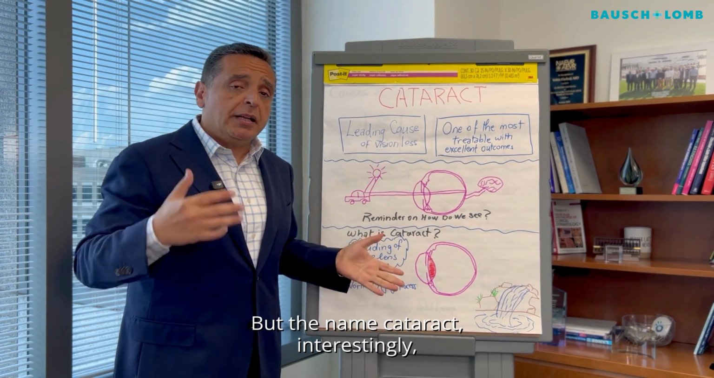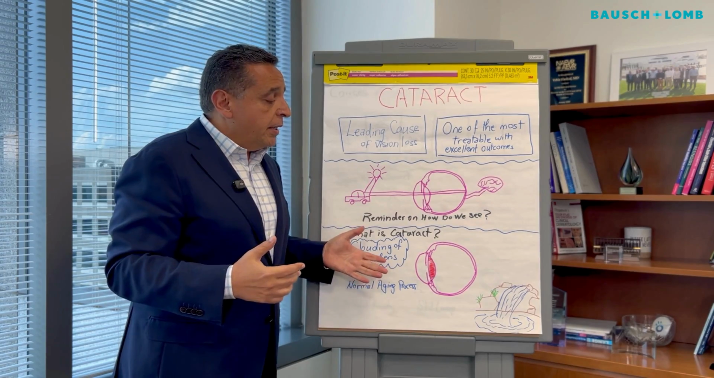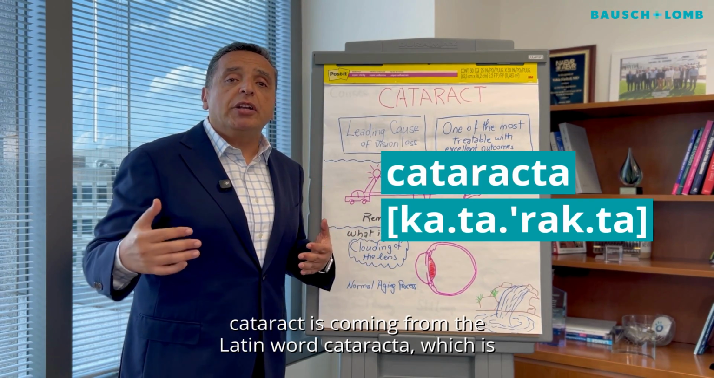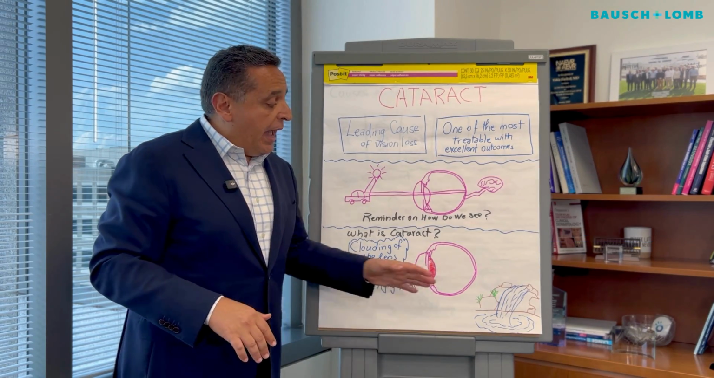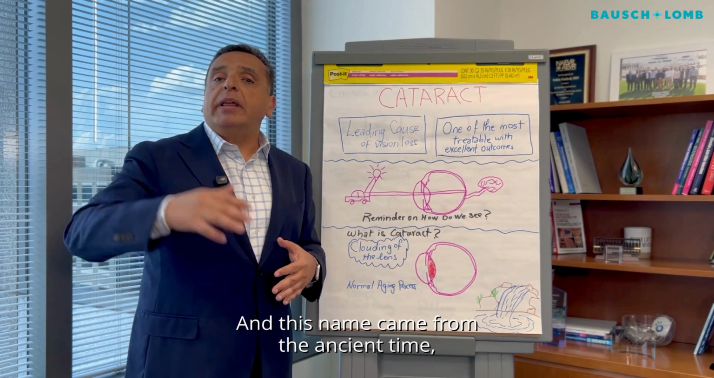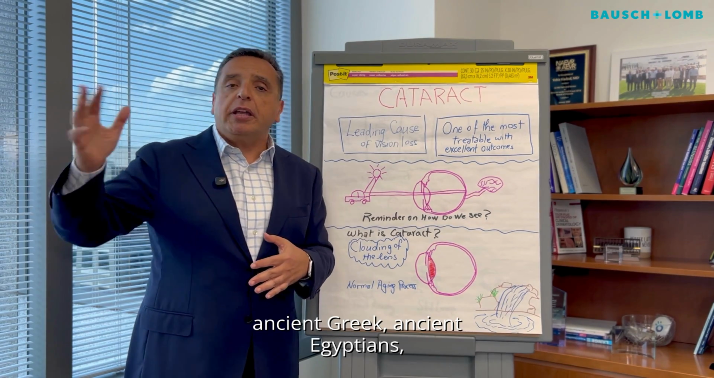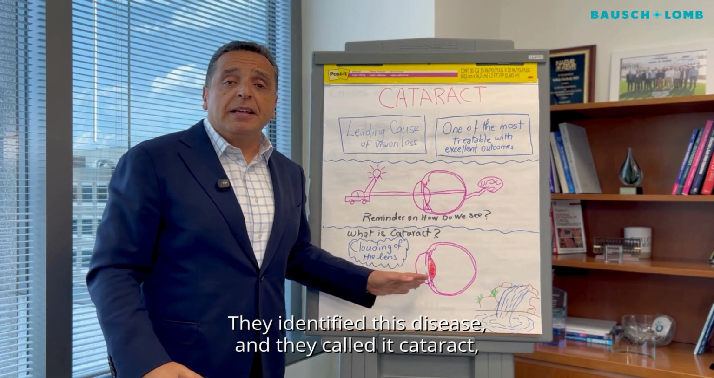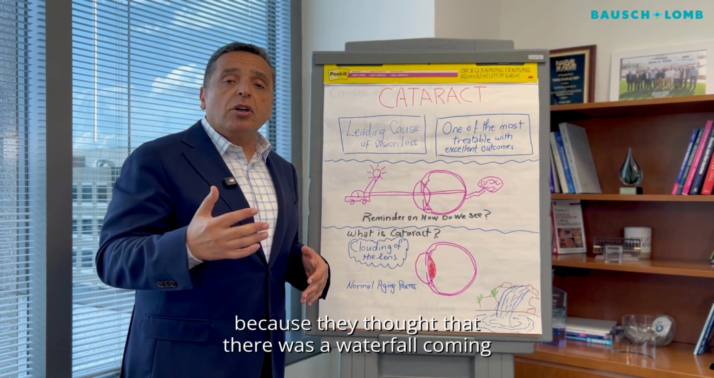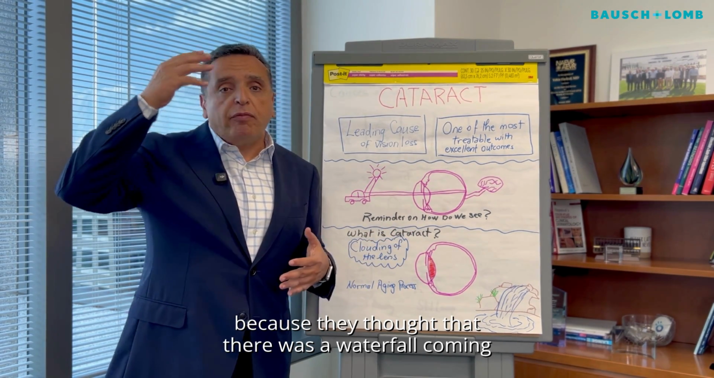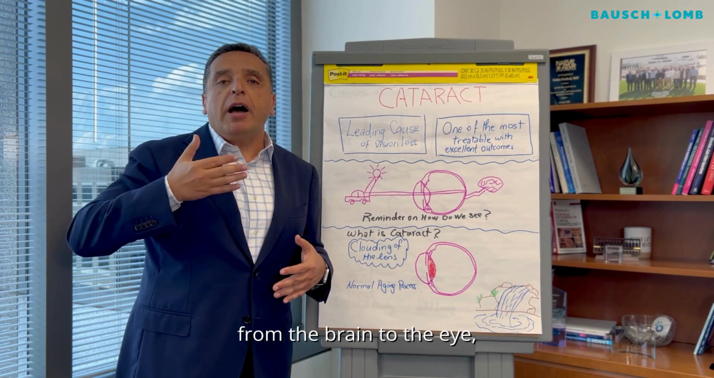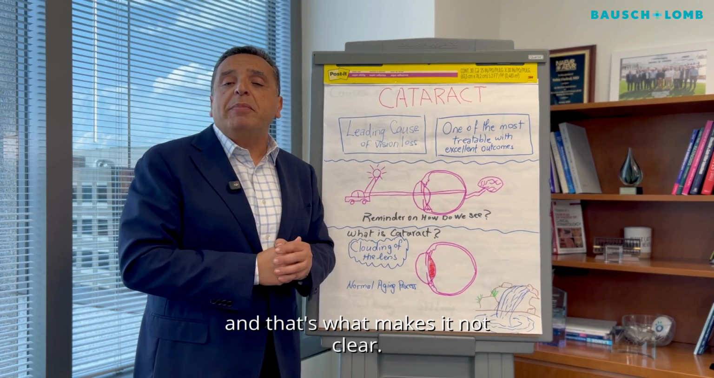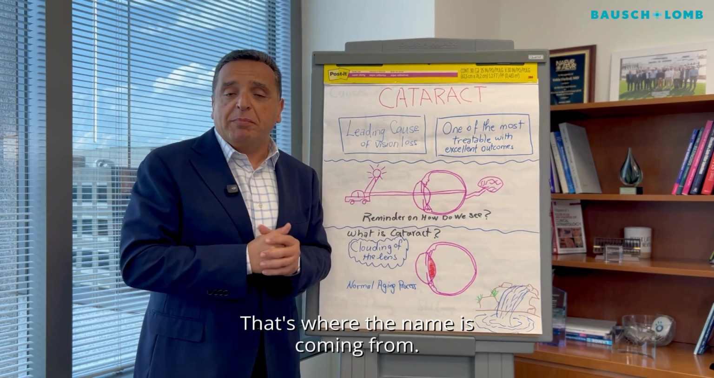The name cataract, interestingly, comes from the Latin word cataracta, which actually means waterfall. This name came from ancient times, from the ancient Greeks, ancient Egyptians, and ancient Indians. They identified this disease, and they called it cataract because they thought there was a waterfall coming from the brain to the eye, causing this white opacity inside the eye, and that's what makes it not clear. That's where the name comes from.